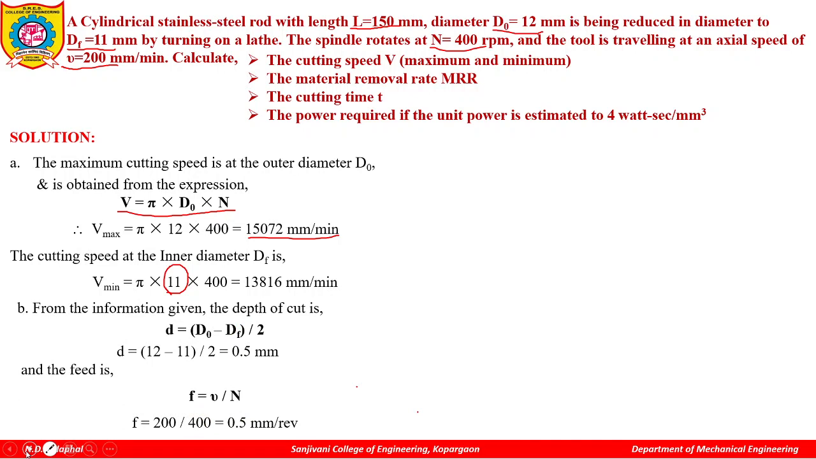Then secondly, we have to go for calculation of MRR. For MRR we require depth of cut and feed. Depth of cut, you can find out with the formula d equal to D0 minus DF upon 2. Already we have seen the formula. So 12 minus 11 by 2, 0.5 mm is the depth of cut. Then feed, we can calculate with the formula small f equal to small v upon N. That formula also we have seen previously. So 200 upon 400, 0.5 mm per revolution. So this will get the unit for feed.